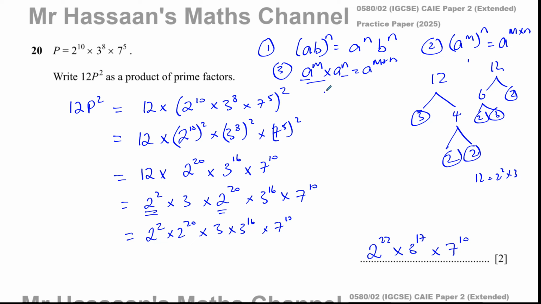The reason behind this: if I have 2 cubed times 2 to the power of 2, this is like 2 times 2 times 2 multiplied by another 2 times 2. You end up with 2 to the power of 5: 1, 2, 3, 4, 5. That's the same thing you get when you add these two powers together. So we use these 3 different rules to simplify and write this back as a product of its prime factors. So that's 12P squared as a product of its prime factors, and that completes question number 20.